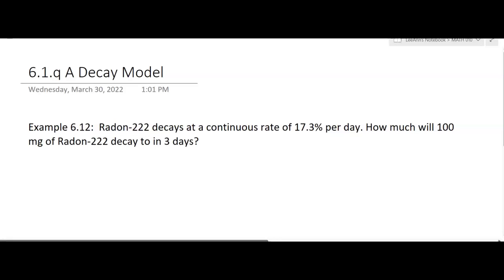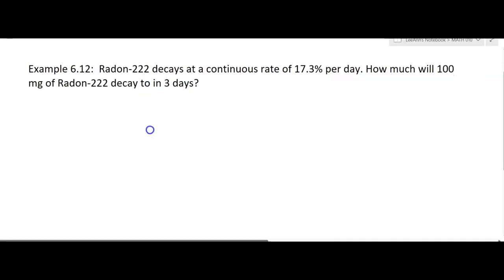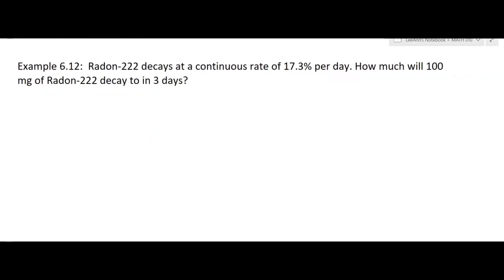Okay, so we've been doing a lot of growth models where things are growing, like our money. But now we're going to do an example of a decay model. So in this example, it says radon-222. Okay, this is what's called an isotope of radon. And this is just part of the name. That's not a number that we're going to use in our calculations, but it's just the name of the material.